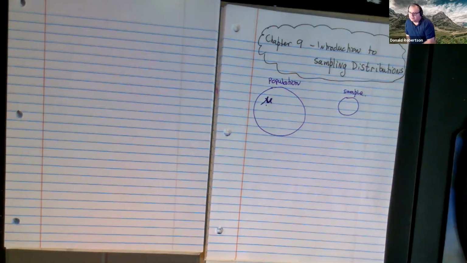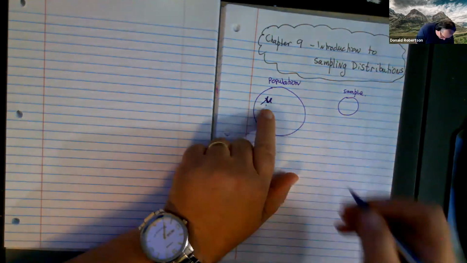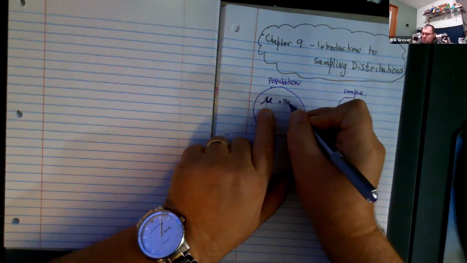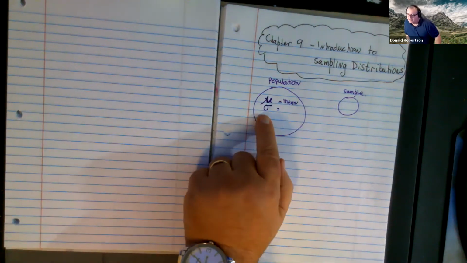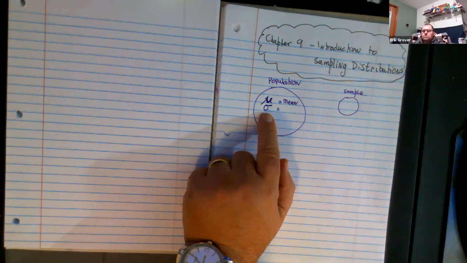Can you remember that funny little Greek symbol? It's pronounced mu. It's the mean. So you might be interested in the mean of the population. You might be interested in a thing called that. Isn't that a Greek letter sigma? And what does sigma represent? What does sigma tell you about a population? Standard deviation. Right.